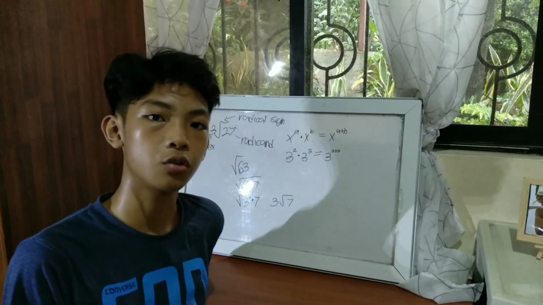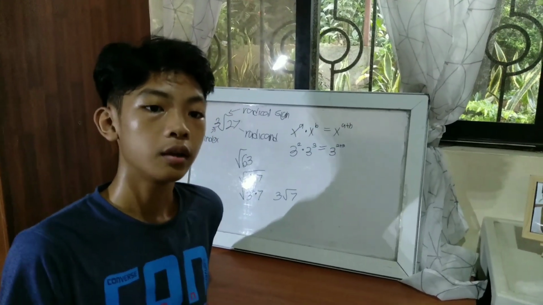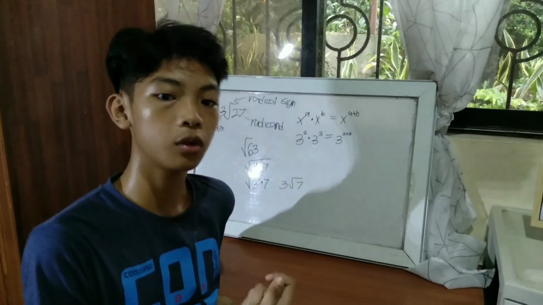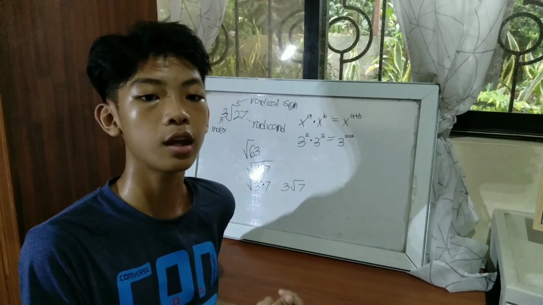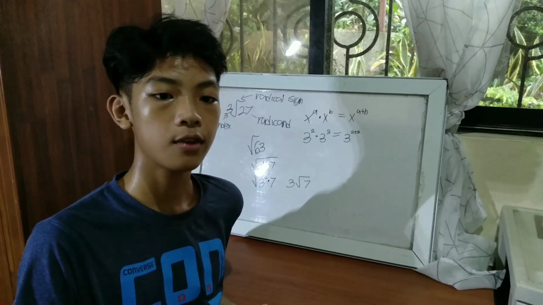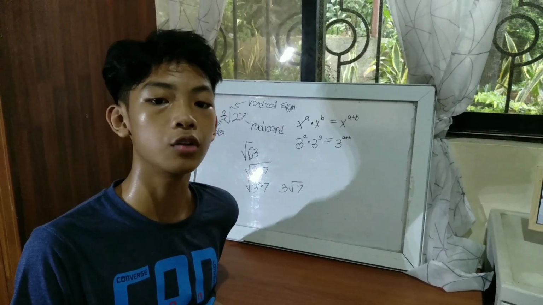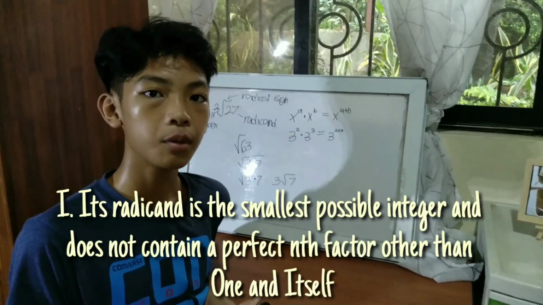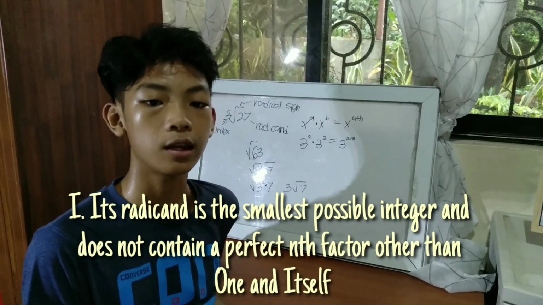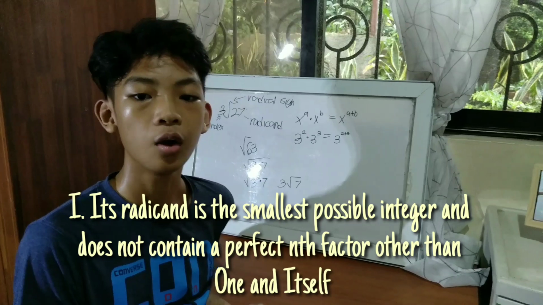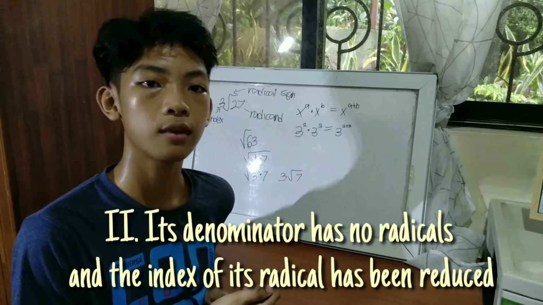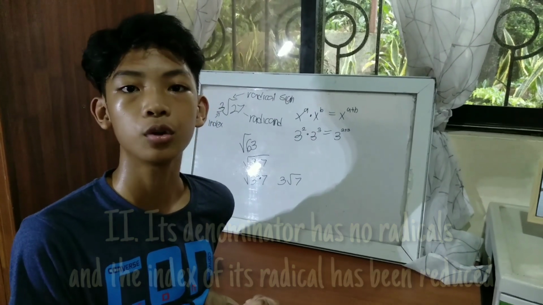Radicals are not restricted to square roots. The symbol, the nth root of x, is used to indicate the principal nth root of x. Thus, we can have cube roots, fourth roots, and so on. A radical expression is said to be in its simplest form when the following conditions are satisfied. Number 1. Its radicand is the smallest possible integer and doesn't contain a perfect nth factor other than 1 in itself. Number 2. Its denominator has no radicals and the index of its radicals has been reduced.